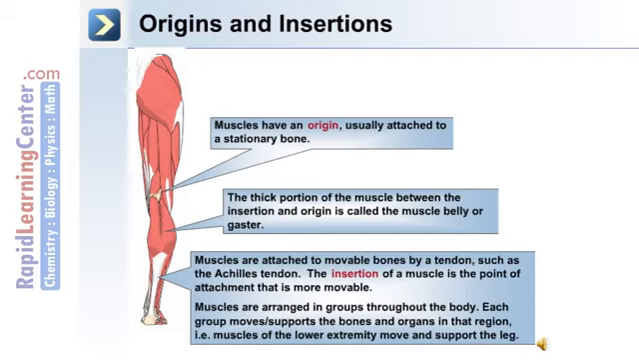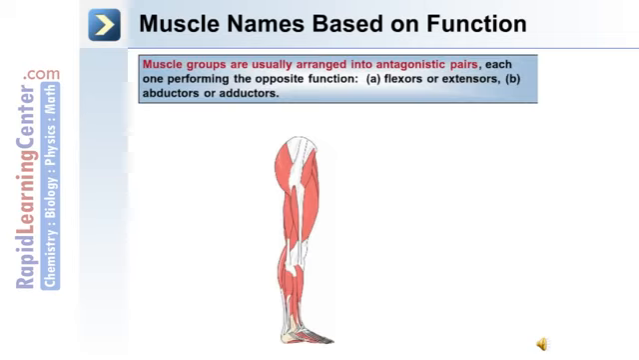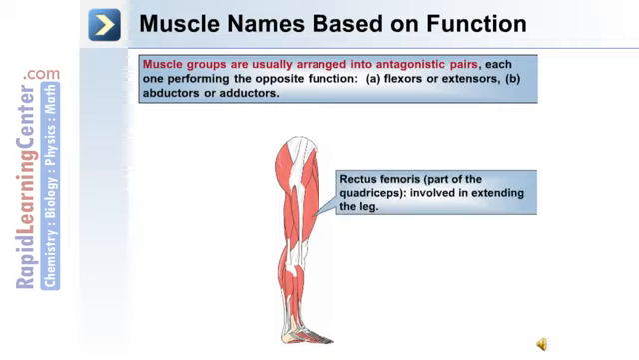Muscles are arranged in groups throughout the body. Each group moves or supports the bones and organs in that region. For example, muscles of the lower extremity move and support the leg. Muscles are also named based on function. Muscle groups are usually arranged into antagonistic pairs, each one performing the opposite function. For example, flexors and extensors, or abductors and adductors.